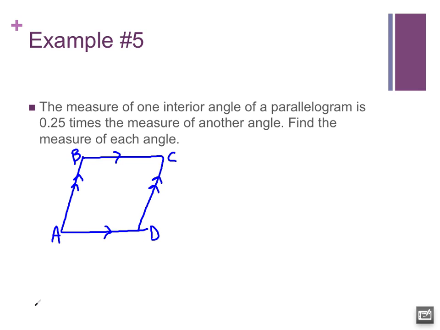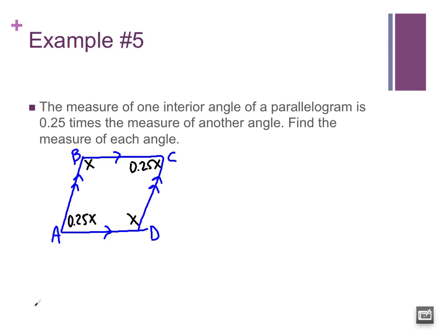So we're told we have a parallelogram. We don't know any of the angle measures. I'm going to call that one x. If that's x, then D is also x, because opposite angles are congruent. Now it says one angle is 0.25 times the measure of the other. So if we call B x, I'm going to call A 0.25x. That makes C also 0.25x.